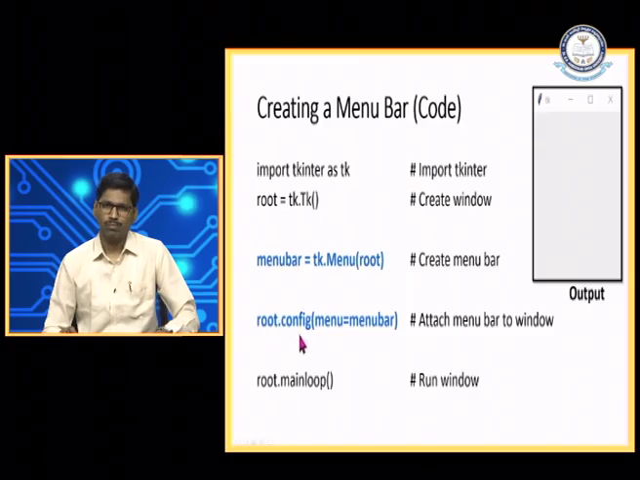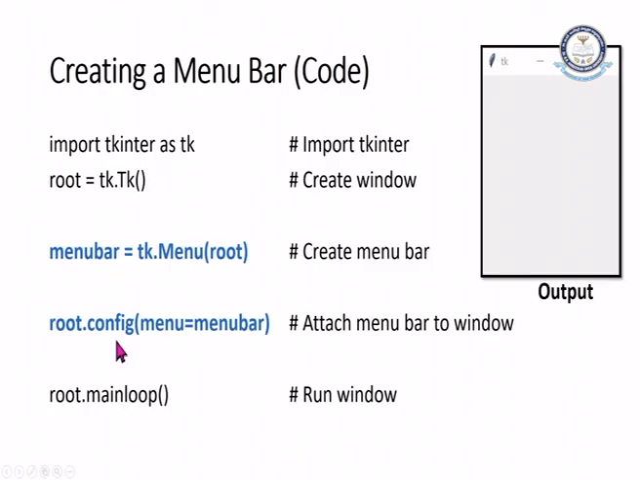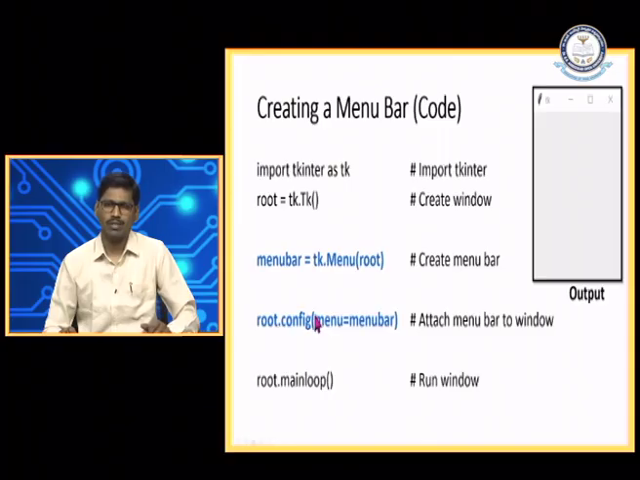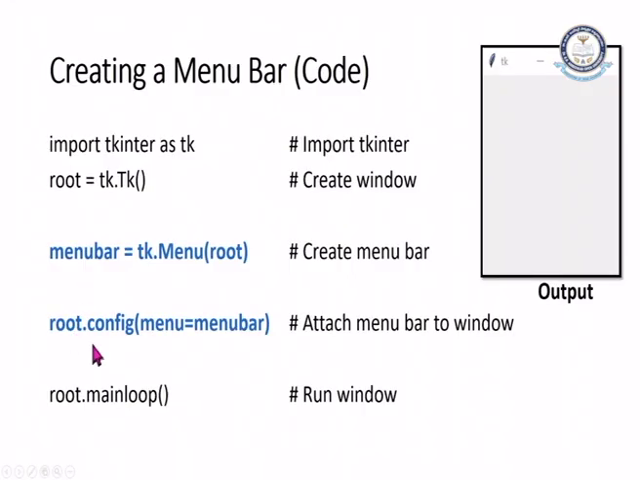Then we have one more method, the name is config, which is predefined. We need to write config only. The meaning is configuration. If you want to configure that menu bar, we need to use the predefined config method. The code is: root, the window object name, dot config, menu equals menu bar. This is used to attach a menu bar to the window.